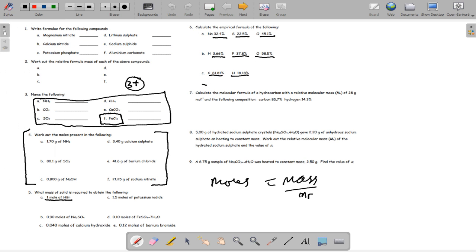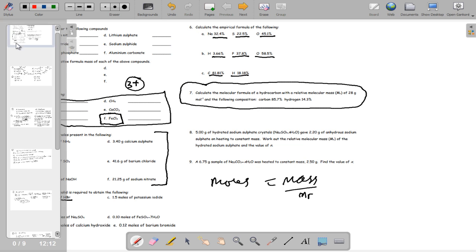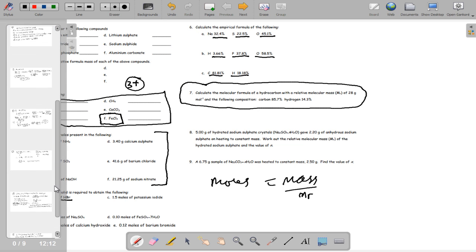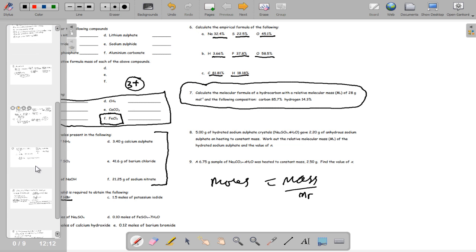This is another molecular formula question. So first we have to calculate the empirical formula, and knowing that the relative molecular mass is 28 grams per mole, we can work out the molecular formula. So I'll give you a quick pause, and we're going to look at the question next.